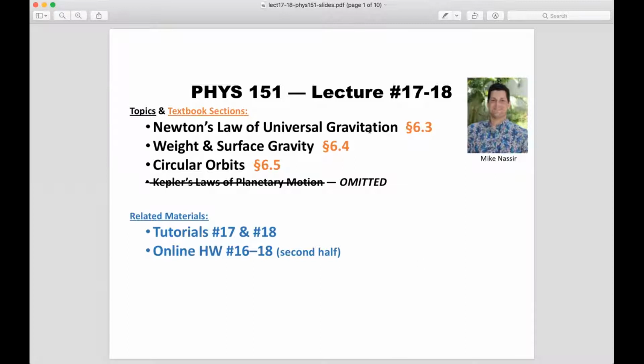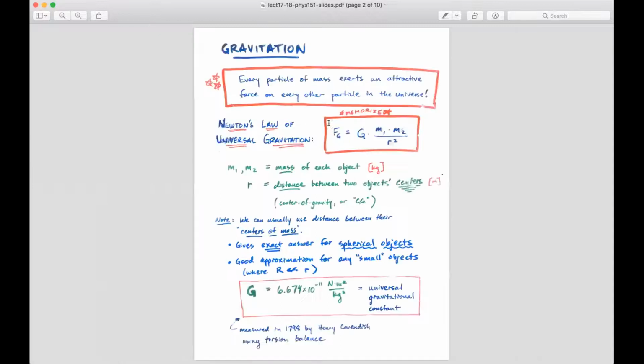So let's start off with some theory, and we'll discuss Newton's law of universal gravitation, and then we'll get into some examples. I'm sorry for the handwritten slides, but in the interest of time, this will just speed things up instead of turning these into PowerPoint slides.